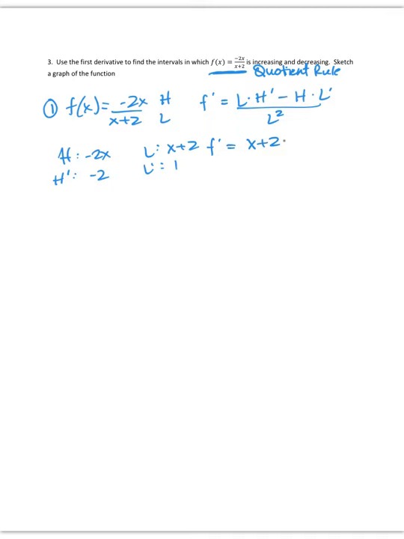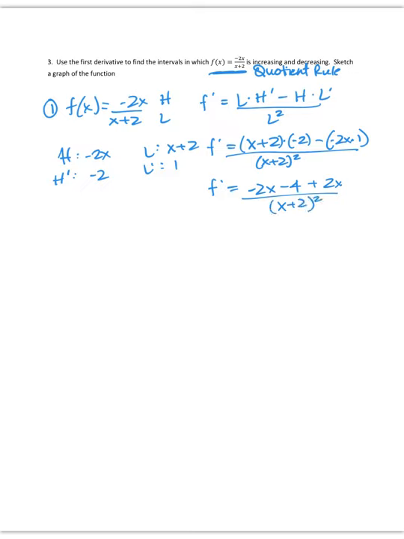So we would have the low times the derivative of the high, put some other parentheses around here, minus the high times the derivative of the low, all over the low squared. And that would simplify down to negative 2x minus 4 plus 2x, all over the x plus 2 squared, which ends up giving us negative 4 over x plus 2 squared.